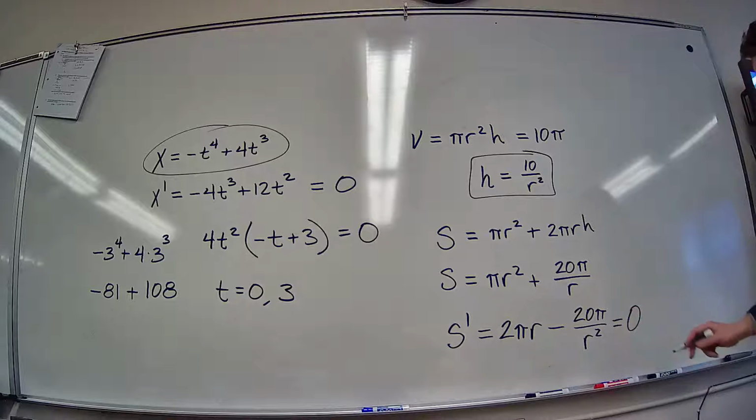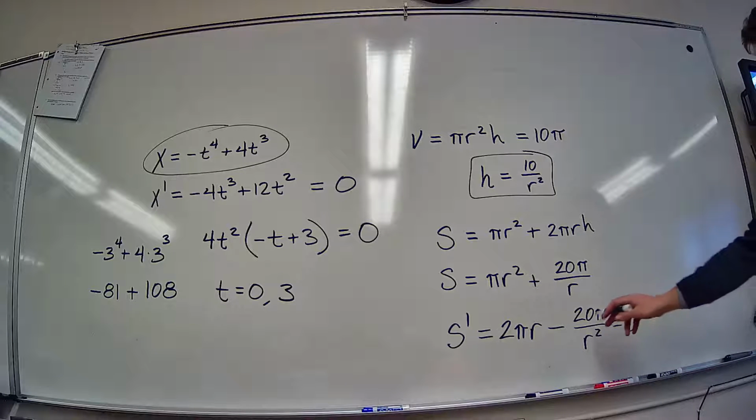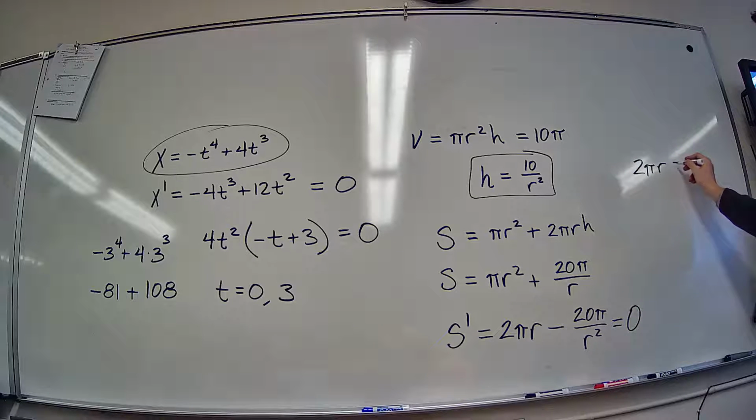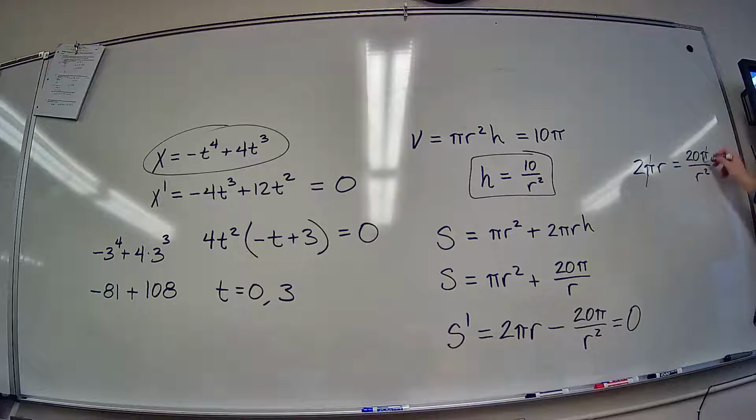To solve this, let's do that thing that Ave did earlier where she moved it over to the other side. So 2 pi r equals 20 pi over r squared. Cancel. Multiply both sides by r squared. Divide both sides by 2. And we get our answer, the cube root of 10. Okay? Do we have any questions on those last couple of steps?